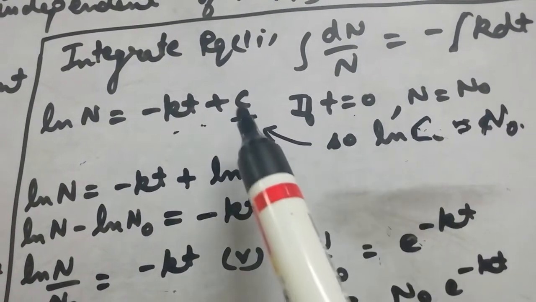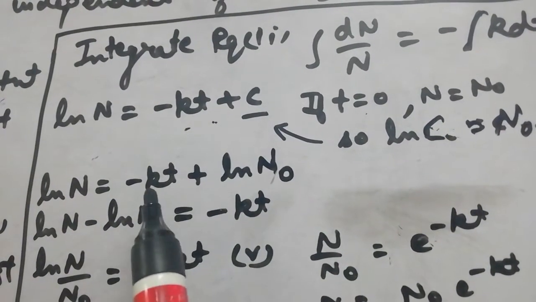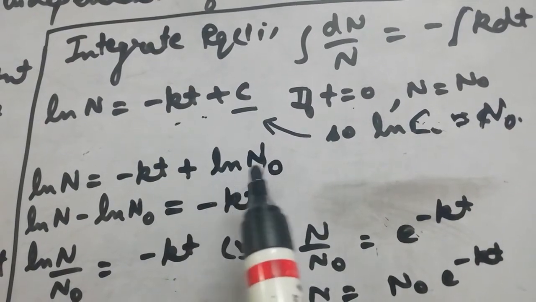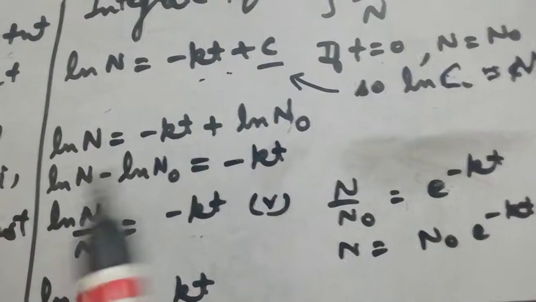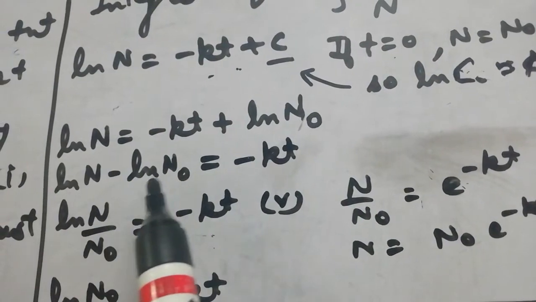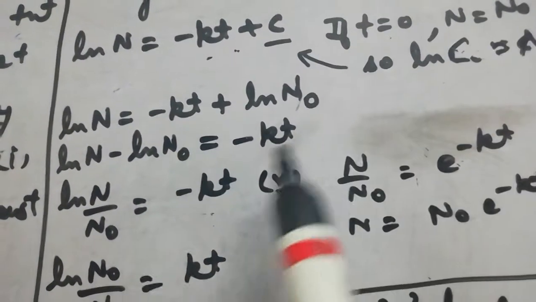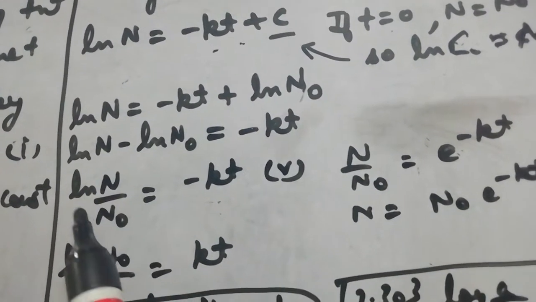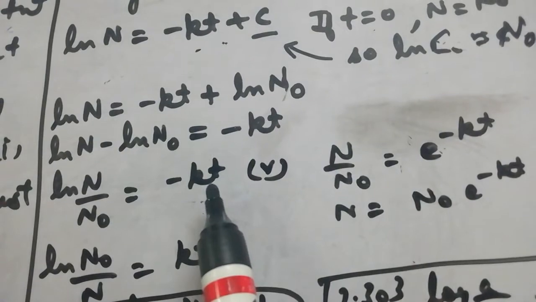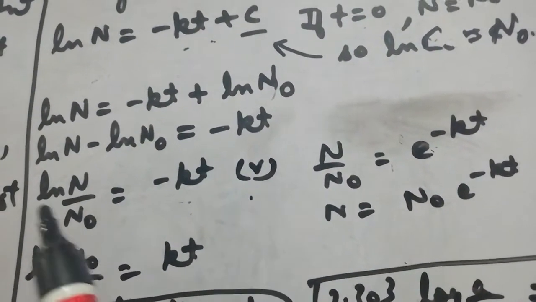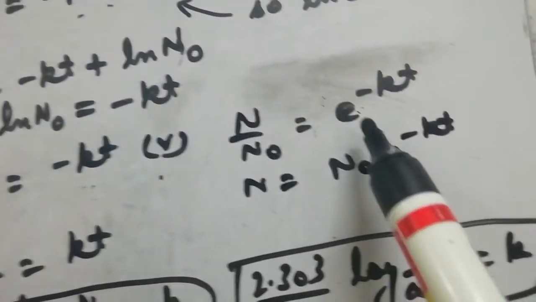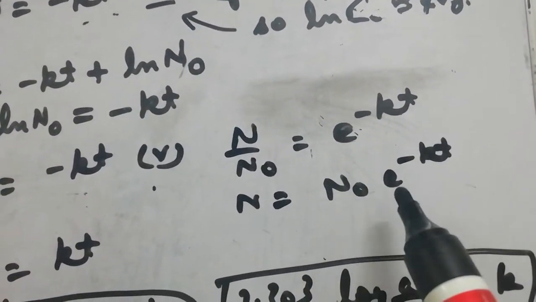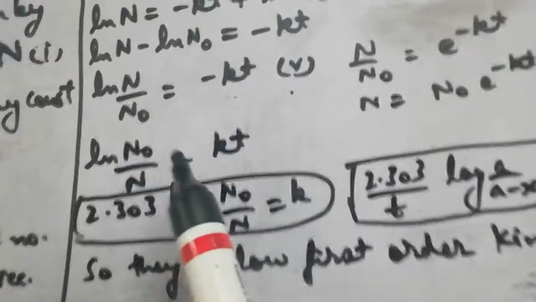So putting the value of C in the above equation, we will get ln N is equal to minus Kt plus ln N0. Taking ln N0 to this side, ln N minus ln N0 is equal to minus Kt. Now the base is the same and there is a minus, so we can write it in this form: ln of N over N0 is equal to minus Kt. This is your equation number 5. Taking the antilog on this side, N upon N0 is equal to e raised to the power minus Kt. So N is equal to N0 into e raised to the power minus Kt.